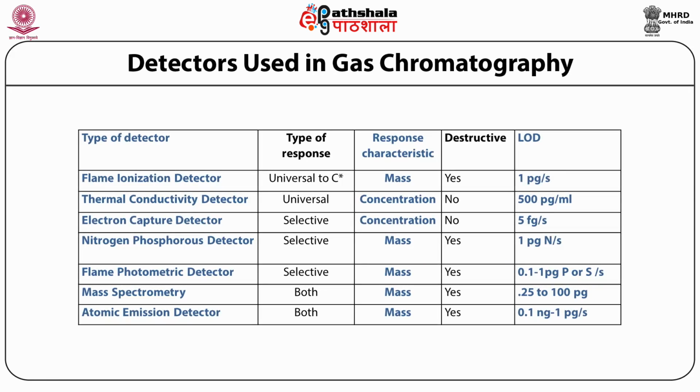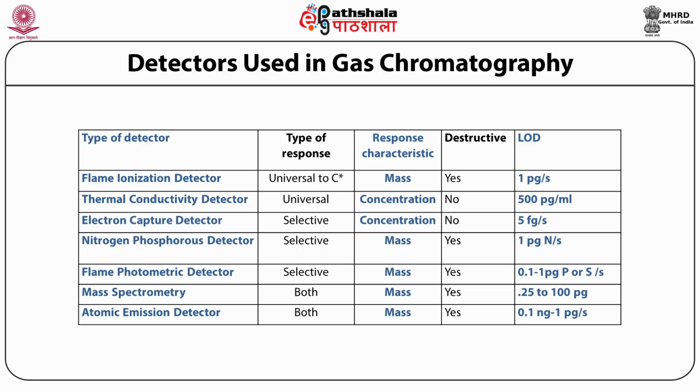These are the different types of detectors used in gas chromatography, and the chart shows you the type of detector, the type of response, whether the response is mass or concentration sensitive, whether the detector is destructive, that is, can the sample be used after it's passed through the detector or not, and the typical LODs that are characteristic of each of these detectors. So the flame ionization detector, which is the first one listed, is usually the most widely used detector in GC systems, and for this detector to be used, the sample must be combustible.